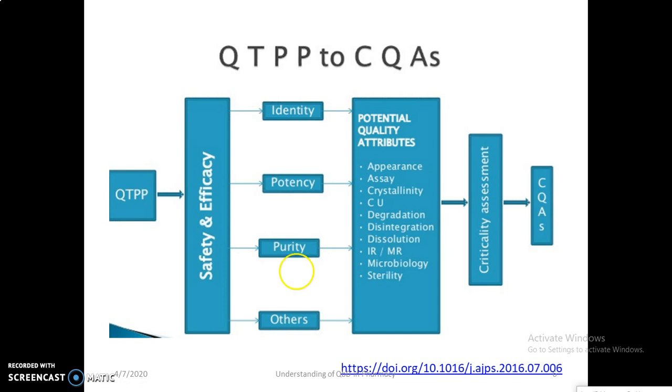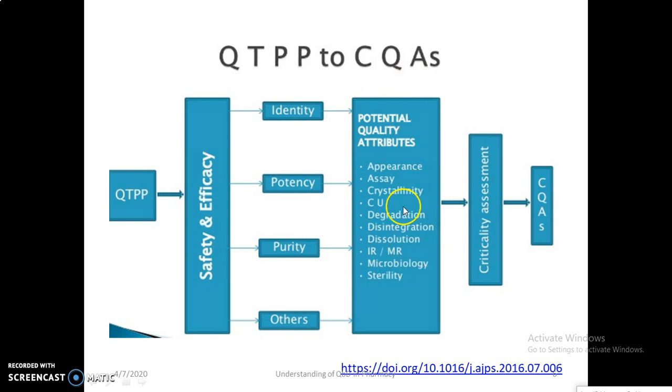This is what we just talked about. First you have to identify the target product profile, that is called the quality target product profile. Always identify which variables are included in safety, efficacy, in terms of identity, potency, purity, and others. This is your target. Then your potential attributes would be appearance, assay, crystallinity, degradation, disintegration, dissolution, microbiology, sterility. These could be the parameters that you are going to control.